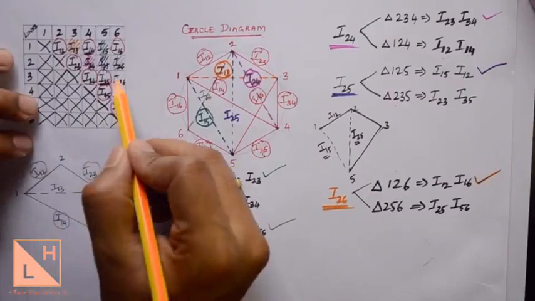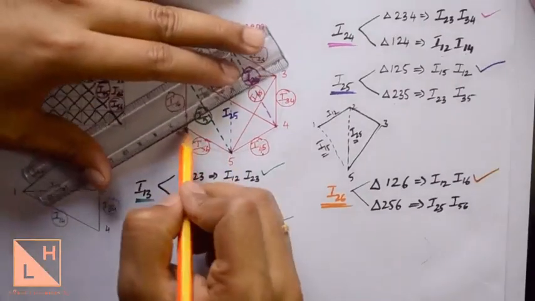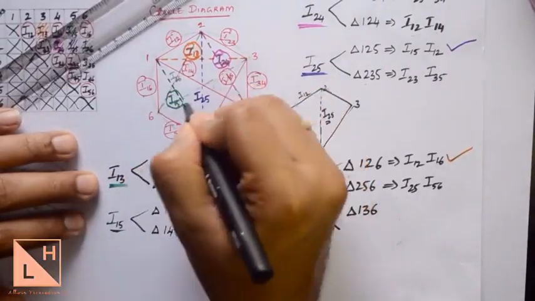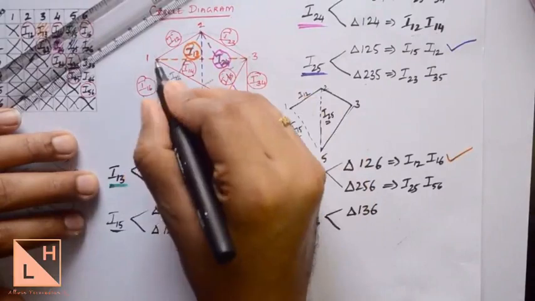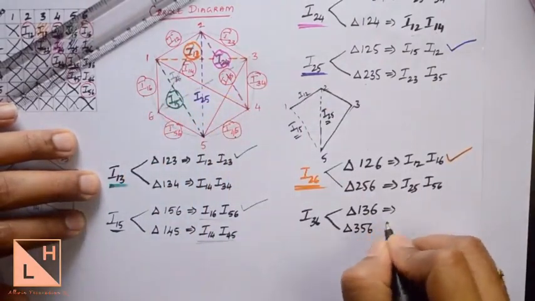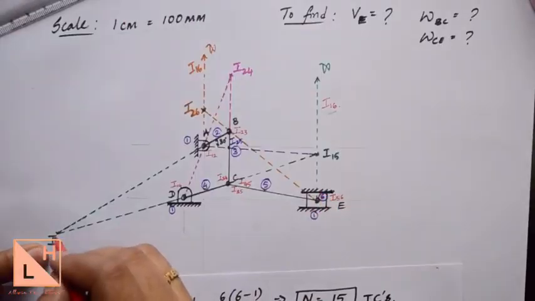The last two ICs are I36 and I46. Let me join them and get the triangles. This is 36. Triangles are 136 and 356. I16 is present at infinity.